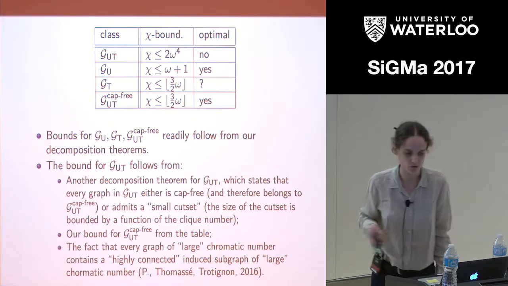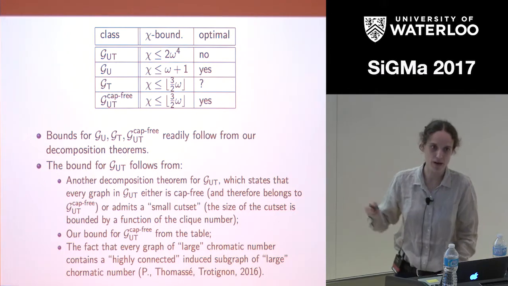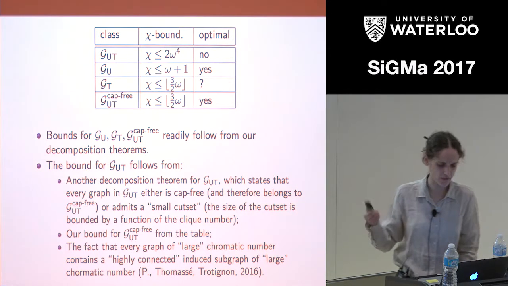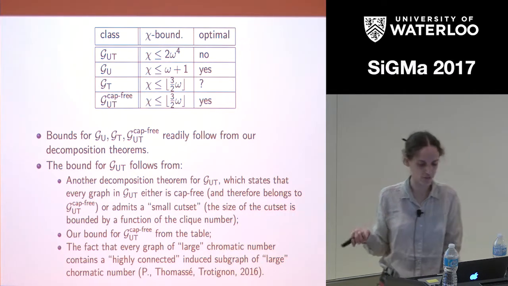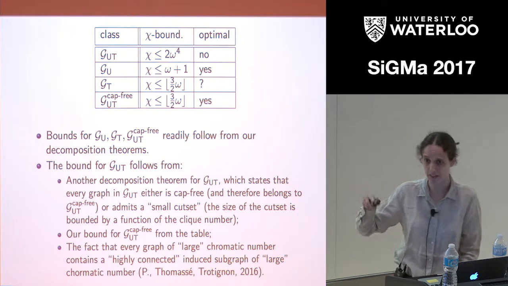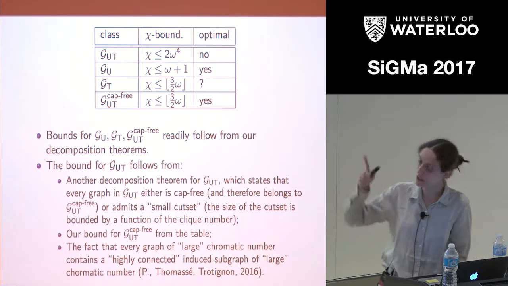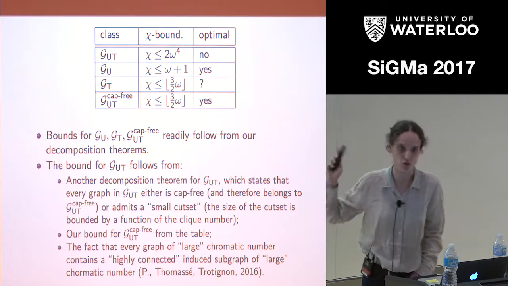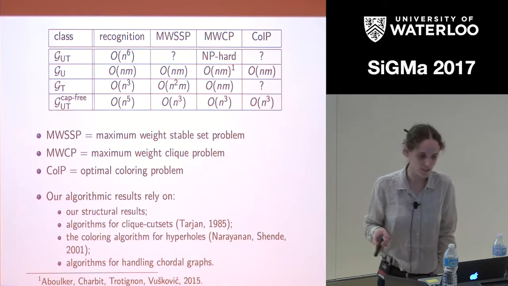We have that bound from the table. And then we bridge the gap between those two facts by a certain theorem that says that graphs of large chromatic number contain highly connected induced subgraphs of large chromatic number. That can easily be translated into a theorem about hereditary classes and chi-boundedness. And then you put all those things together, you do a little bit of algebra, and you get the bound on top.